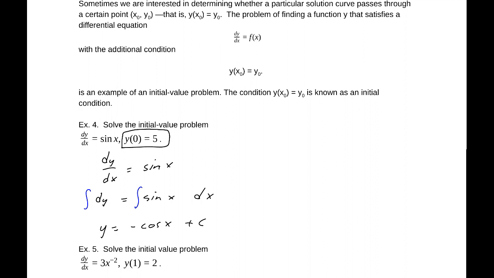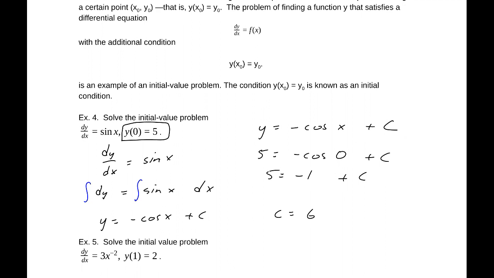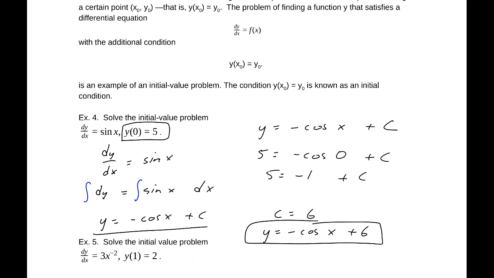However, we have this point, this initial condition. So let's evaluate in that function plus c. If we evaluate this at 0, so this means y is 5 and x is now going to be 0. Well, cosine of 0 is 1, so this is negative 1 plus c equals 5, which means c is 6. So our particular solution, okay, we had our general solution here. Our particular solution is y equals negative cosine x plus 6. That curve will pass through the point (0, 5).